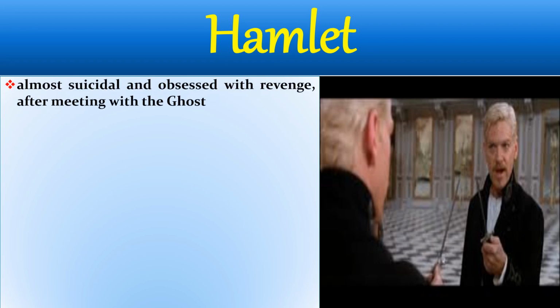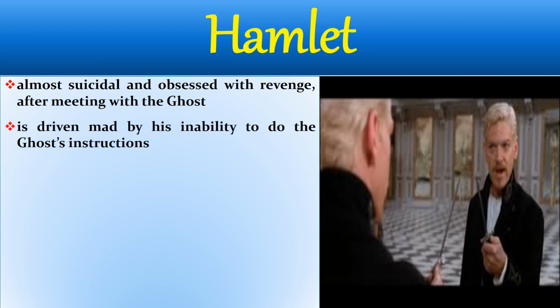Hamlet becomes suicidal and he is obsessed with revenge, preoccupied with revenge, specifically after meeting with the ghost. So he wants to kill himself because he was unable to follow the ghost's instruction. So he is driven mad by his inability to do the ghost's instructions.